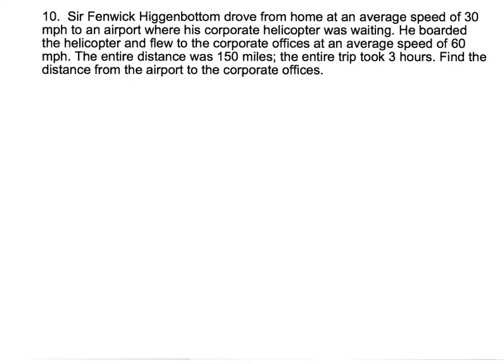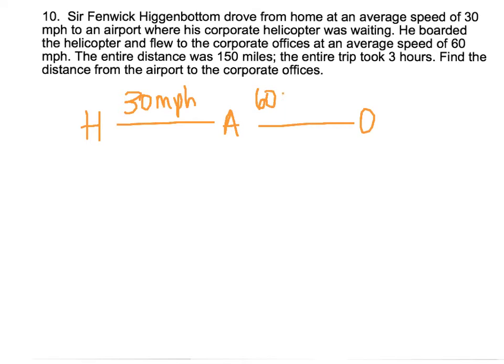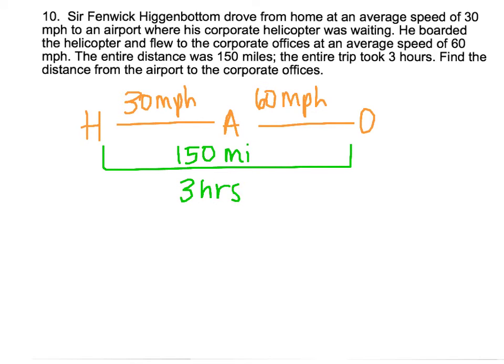So we're going from where? We're starting at home, and we're going to the airport, and then we're going to the office. So the first speed, we know we're going 30 miles per hour. From the airport to the office in the helicopter, we know we go 60 miles per hour. And again, we have some of that total data. We know we're going 150 miles total, and that we're taking 3 hours. The directions say find the distance from the airport to the corporate offices. So what we're looking for here is this distance.